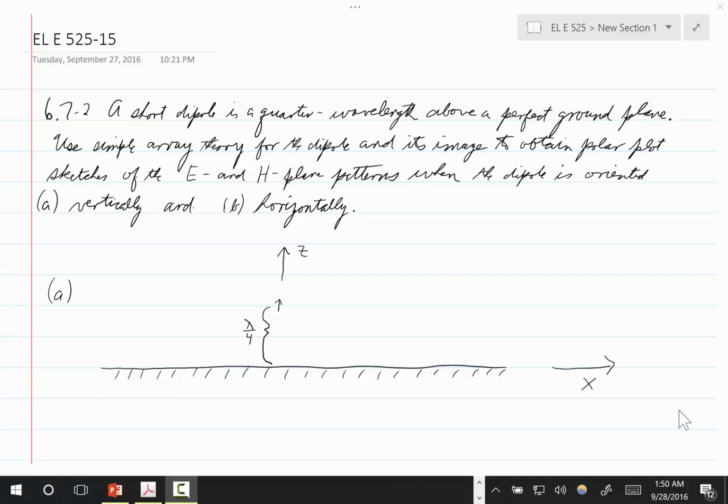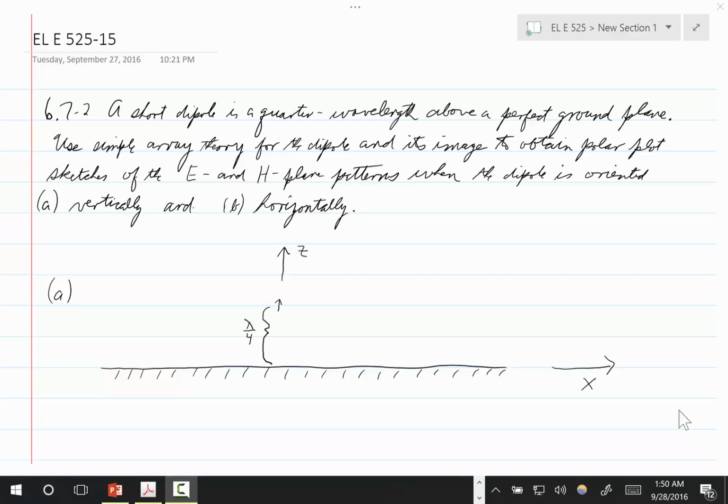Welcome to Lecture 15 of Electrical Engineering 525. In this lecture, we'll cover actually only one problem, but it has 4 parts. And the test problem for this lecture will be very similar to this problem 6.7-2, so definitely pay close attention.